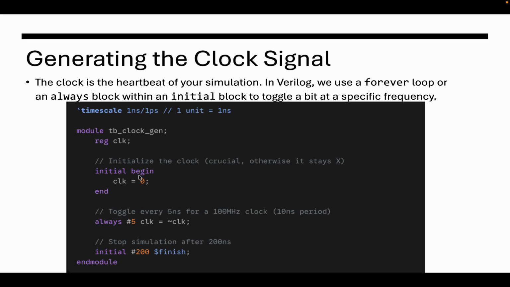You begin with initial. First you initialize the clock to be a 0, and then to toggle it, for the first 5 nanoseconds the clock will be in the positive cycle, and after that for the next 5 nanoseconds it will be in the negative clock cycle. So you get that square wave like this. After 200 nanoseconds the simulation will end.